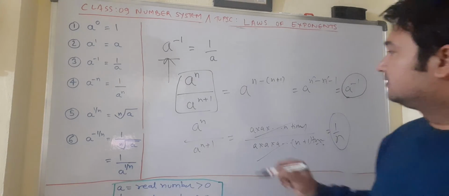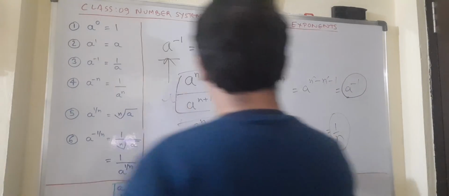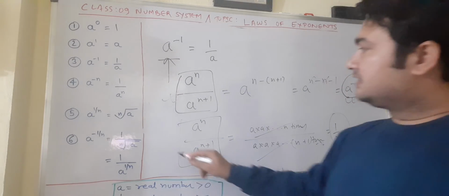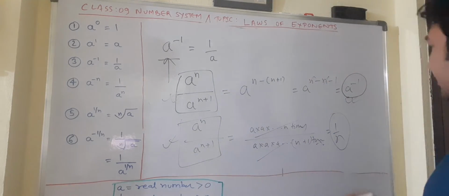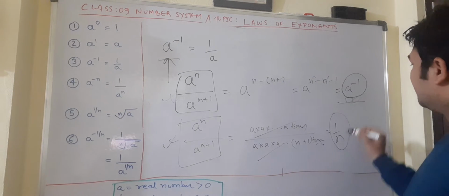So this thing, its value is a to the power minus 1 at one place, and the same thing is having the value of 1 by a at the other place. This means these both are equal.